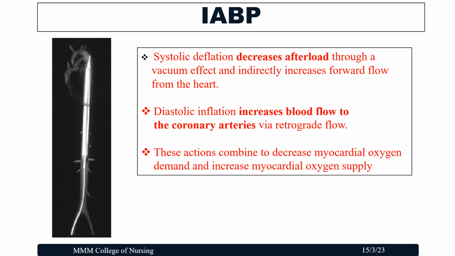By this mechanism in IABP, systolic deflation decreases afterload through a vacuum effect and indirectly increases forward flow of blood from the heart into the systemic circulation. The diastolic inflation increases blood flow to the coronary arteries via retrograde flow. These actions combine to decrease myocardial oxygen demand and increase myocardial oxygen supply.